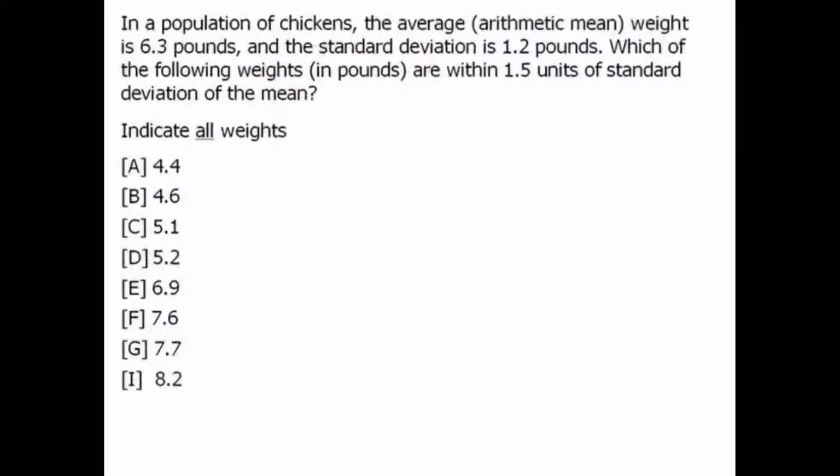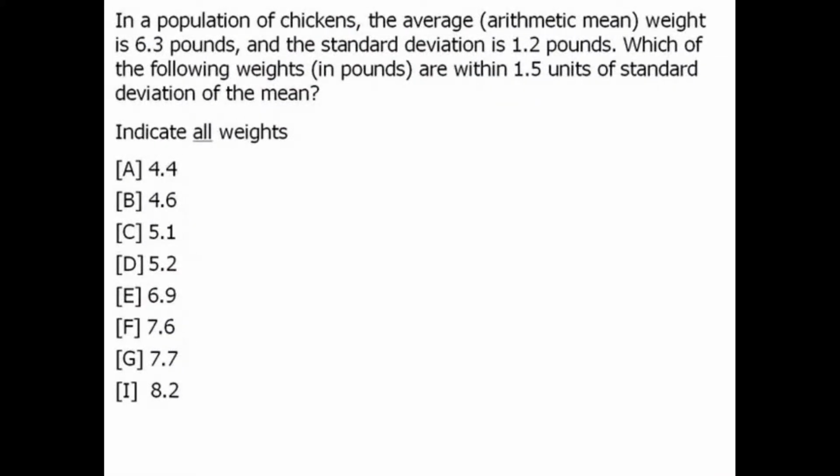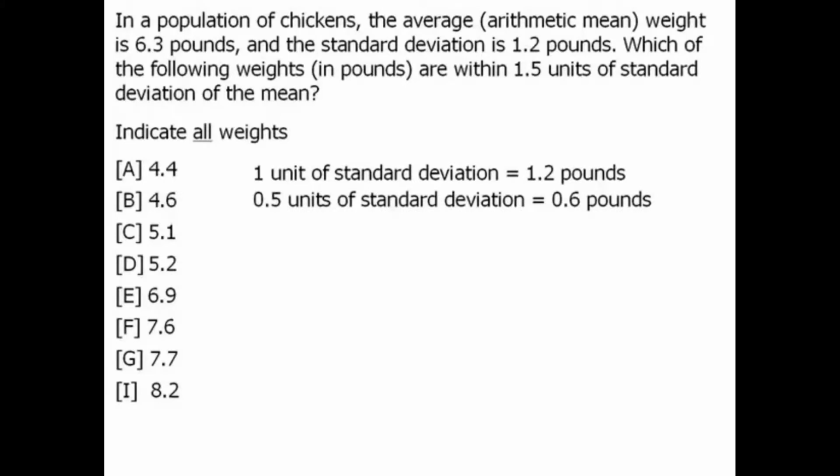Okay, this question is all about units of standard deviation. Now the question tells us that the standard deviation of the population is 1.2 pounds. This means 1 unit of standard deviation is equal to 1.2 pounds. From here we can conclude that 0.5 units of standard deviation is equal to 0.6 pounds, which means 1.5 units of standard deviation is equal to 1.8 pounds.